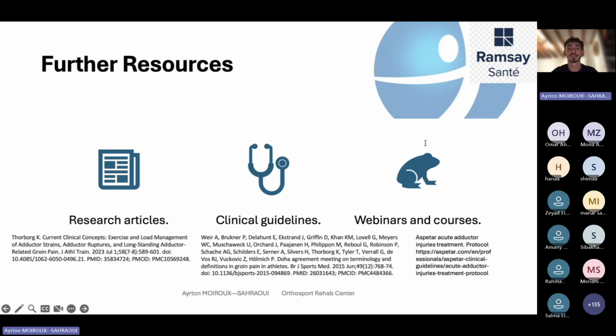And of course, you'll find the studies that I used to build up the course, so I encourage you to go and read them. Those are the principal studies that you need to know if you're treating groin pain.